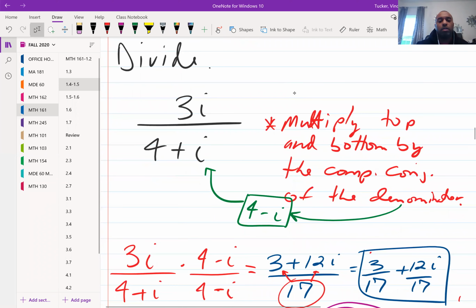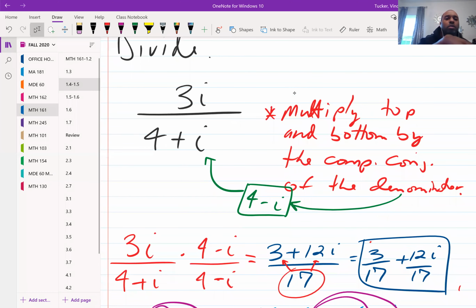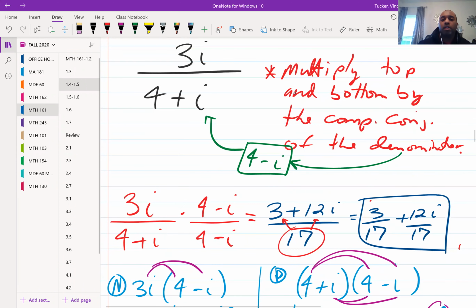All right. So that's what we're doing right here. 3i over 4 plus i times 4 minus i over 4 minus i. And I got the work down there in the light blue. Give you guys a chance to copy before I get down there though.